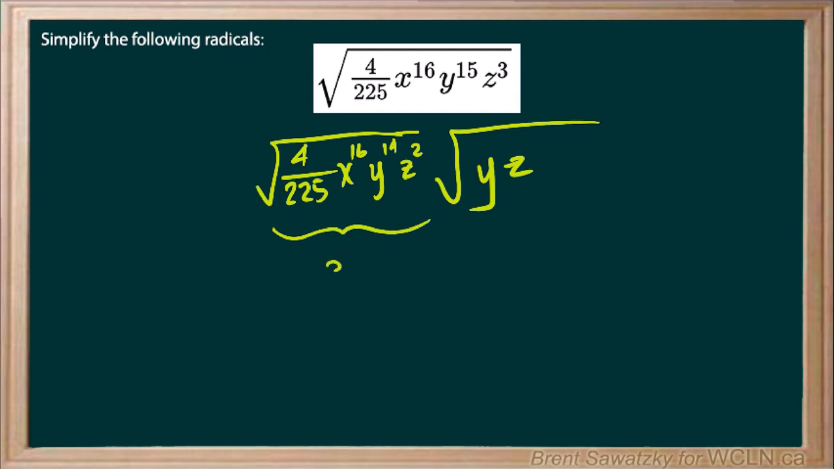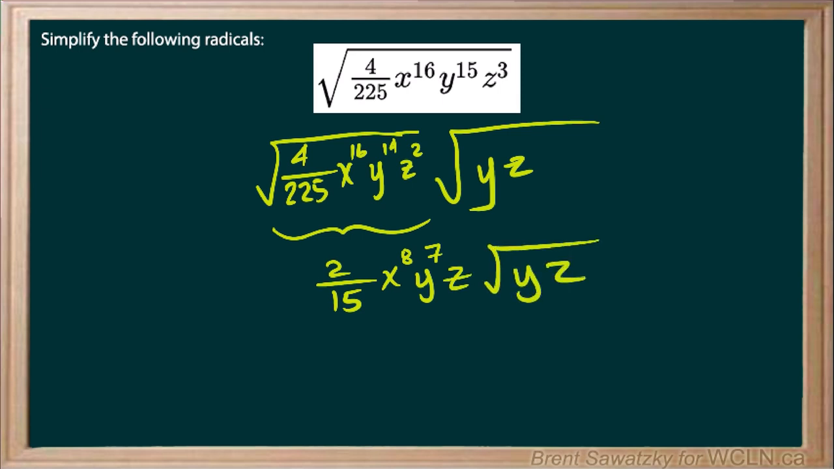4 we knew was 2, and 225 is 15. The square root of x to the 16 is x to the 8, y to the 7, and just z. And that leaves us with a yz as our leftover. And that's our final answer.